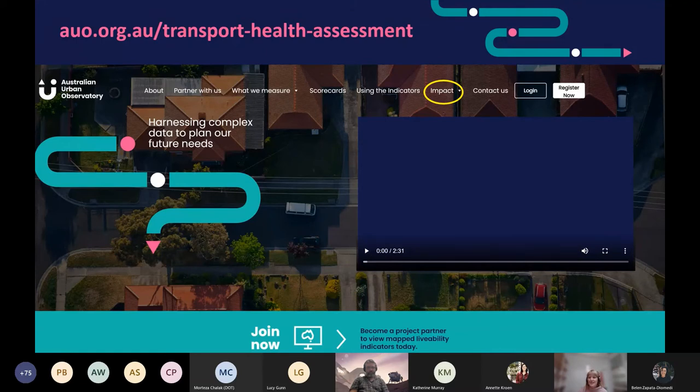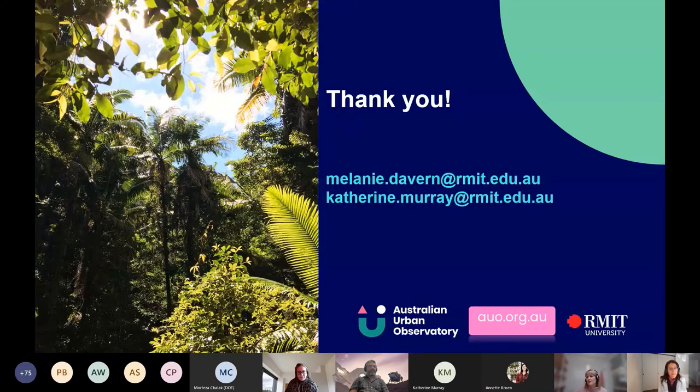But before we move through that, I'm going to ask Belen to come online, because Belen's actually going to come through and give us a real demonstration of what's happening inside that model.